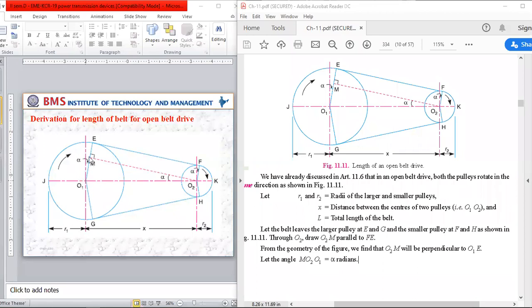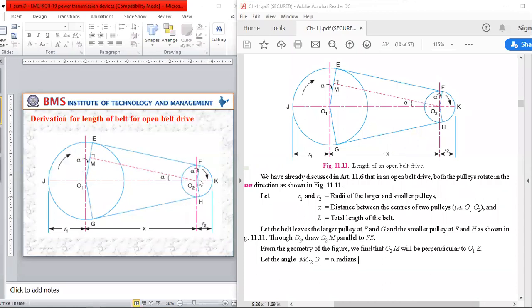O1M is nothing but, if you look, ME is equal to O2F, which is the radius of the smaller pulley. So ME is equal to R2, and O1E is equal to R1. When I subtract R2 from R1, that is R1 minus R2, I get the value of O1M. I know the O1O2 distance also, so based on this, I can find the length of O2M.